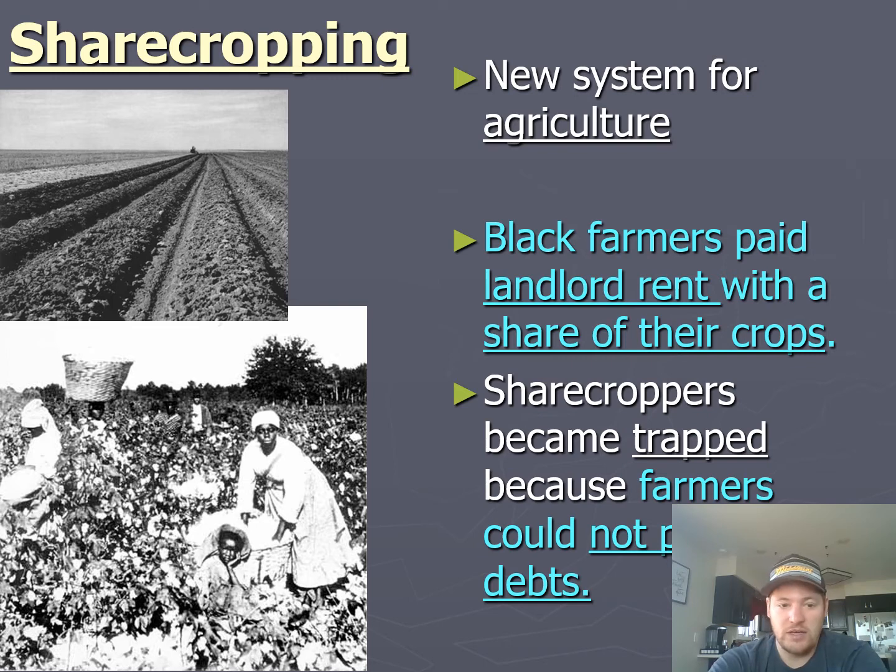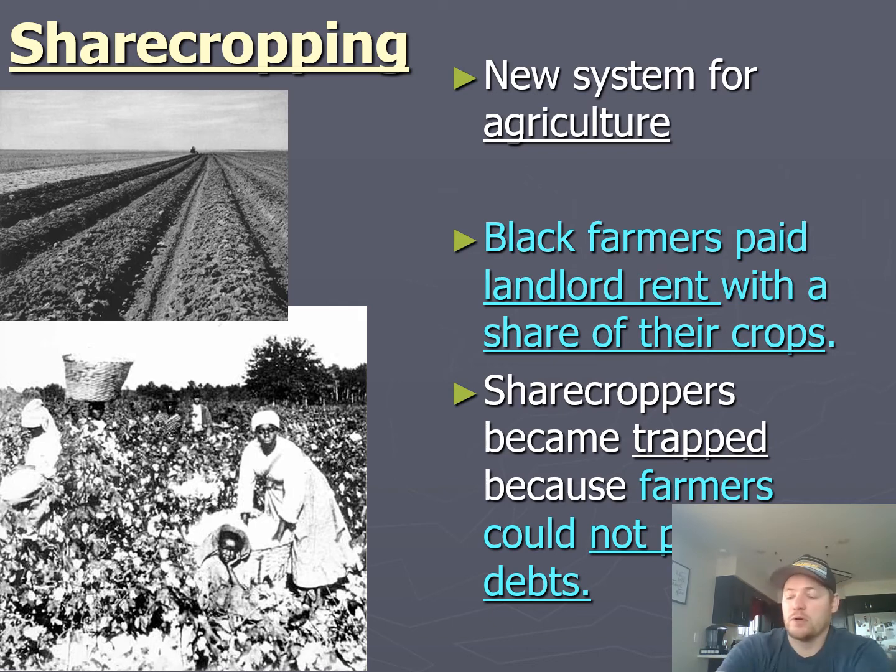Also at the same time, now that the former plantation owners have all this land, they don't really want to pay for people to farm their land. Like they don't want to hire workers. So what they do is they end up doing this thing called sharecropping.